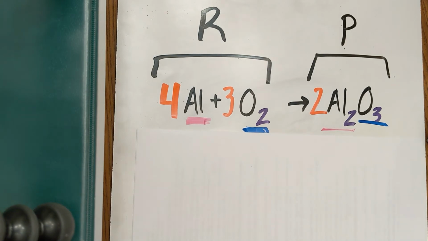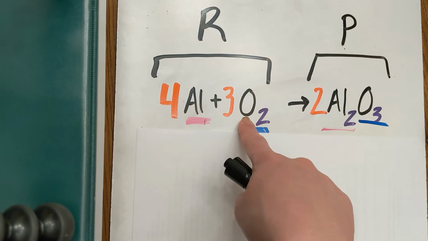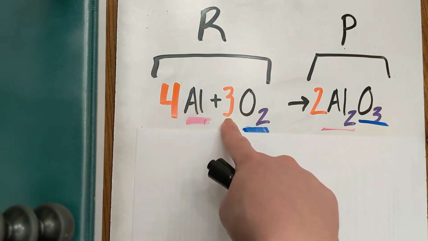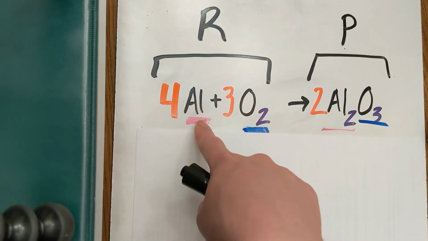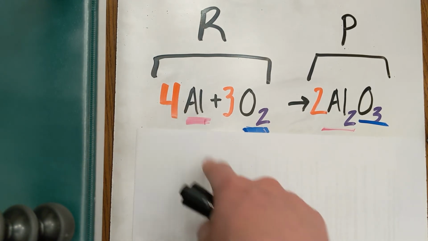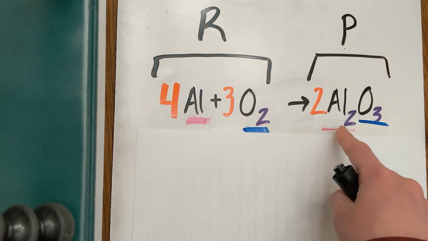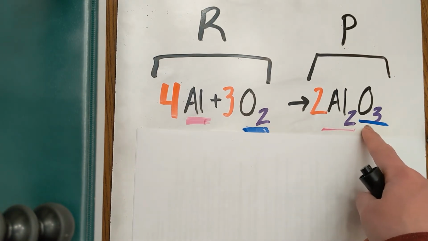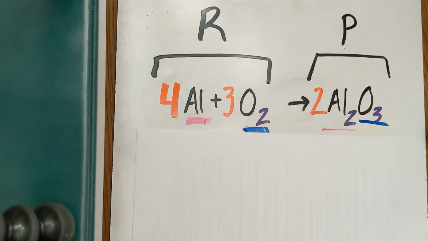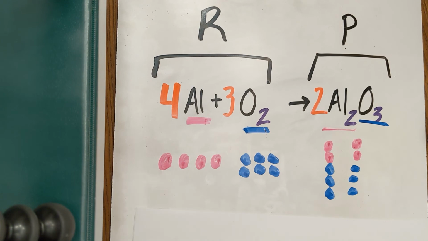What they mean, though, is that in this case, you have 2 oxygens per molecule, but you have 3 oxygen molecules. Here, you only have 1 aluminum, but you have 4 aluminum molecules. And here you have 2 aluminums and 3 oxygens per each aluminum oxide, but you have 2 of those molecules. So if we were to diagram it out, it would look like this.